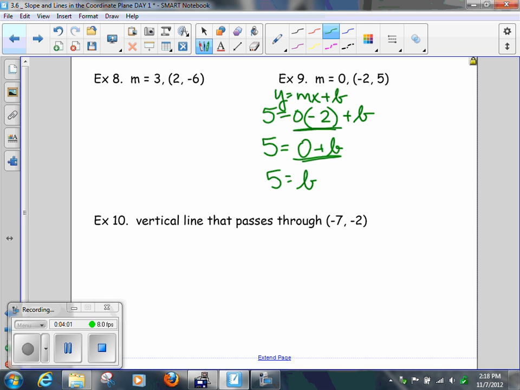Yeah? So my equation is going to be y equals 0x plus 5. You guys agree with that? Should I put 0x? Why would I put nothing down? Because 0 times anything is what? 0. So if I were to keep simplifying, I'd get y equals 0 plus 5, right? What's 0 plus 5?